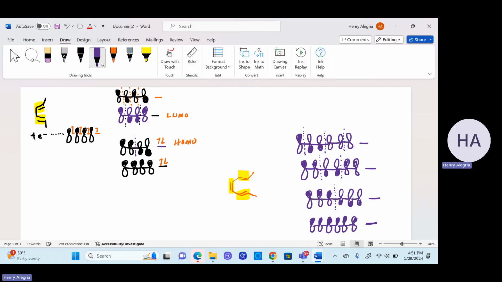There's no match here. There is a match here, and there's no match there, right? There isn't going to be a match. The two orbitals are on either side of my node.